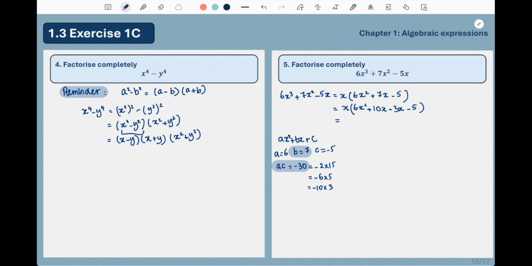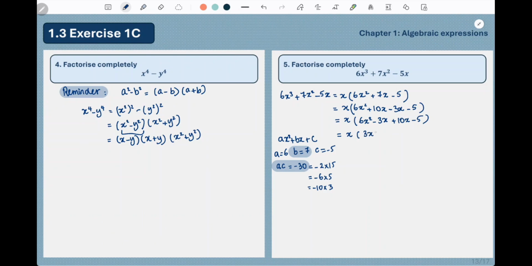You don't have to write it out like this, but I'm just writing it to make it make sense for everyone. 6x squared, plus 10x, minus 3x, minus 5. This is the same thing. I just split 7x into this, but we can't do the split randomly. We do it through this method. So eventually we'll get factors. I'd rather have 6x squared factorized together, and 10x minus 5 together, because they seem to share factors better, I would say.